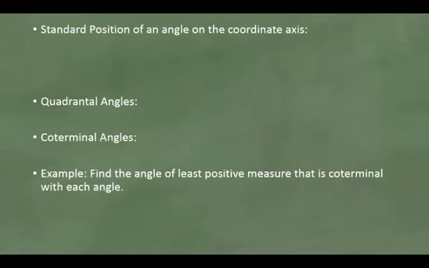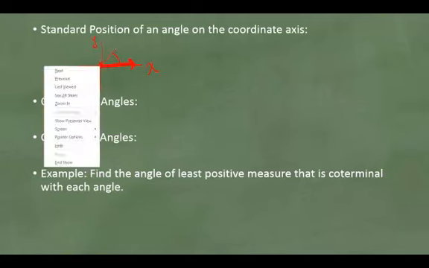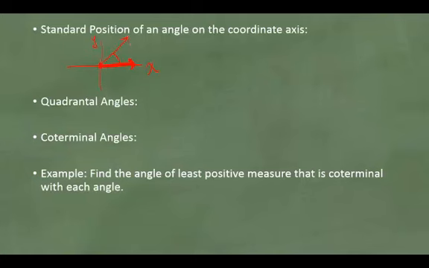The standard position of an angle on the coordinate axis. So now we're going to go back to the coordinate axis, the x and the y axis. A standard position is where we put the initial side right at the center and the terminal side on the x-axis. That's the standard position. And from there we work the same way, right? We're going to move the ray a little bit. And then we say that this angle is in standard position, because it starts on the x-axis.